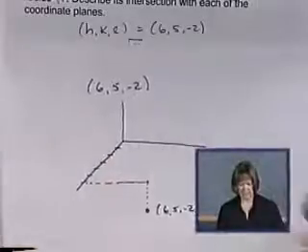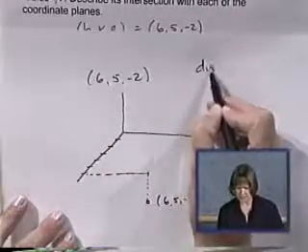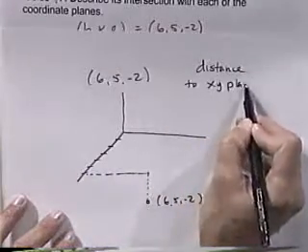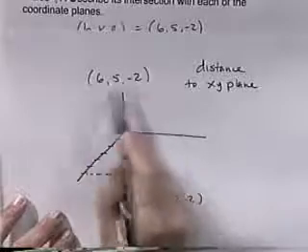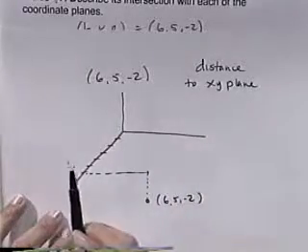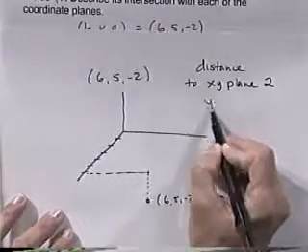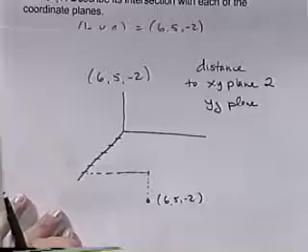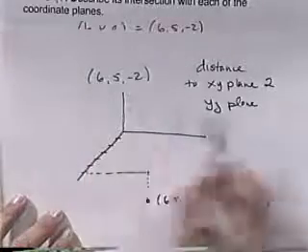How far is the point (6, 5, -2)? Let's do distances to the xy plane. How far is it from this point to the xy plane? 2. What's the distance to the yz plane? The yz plane would be 6.